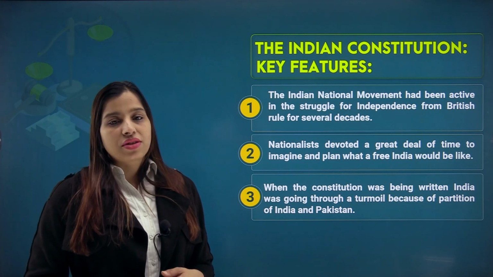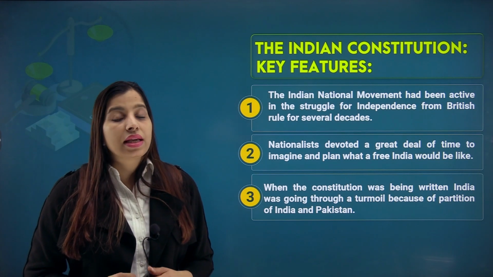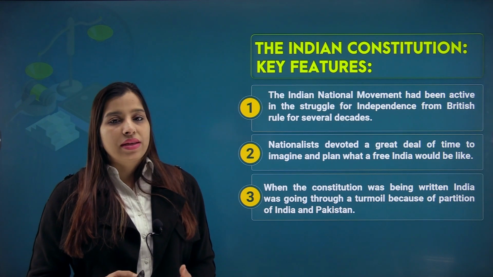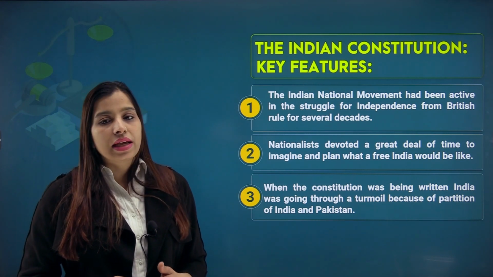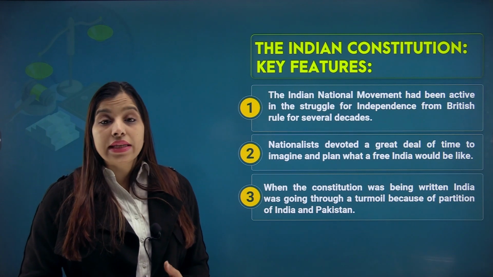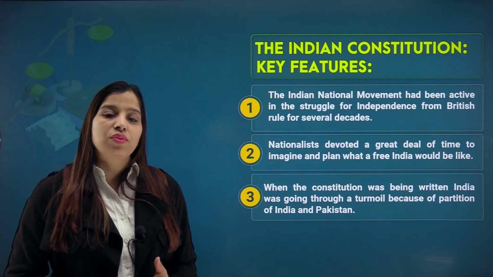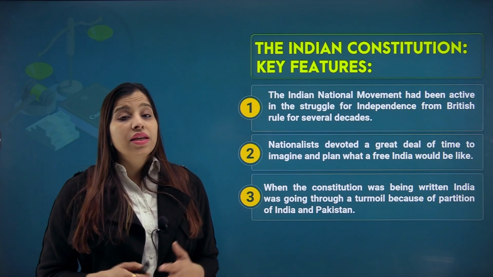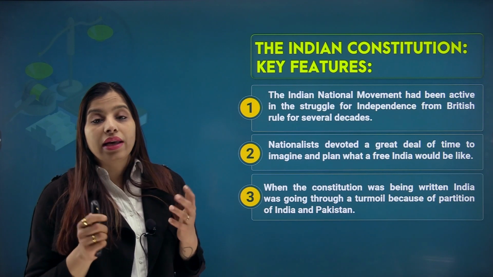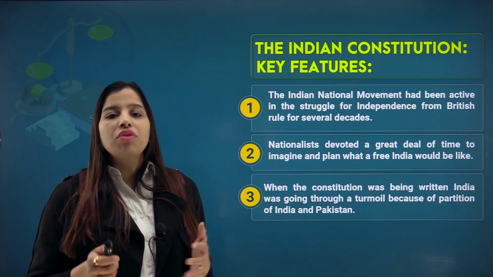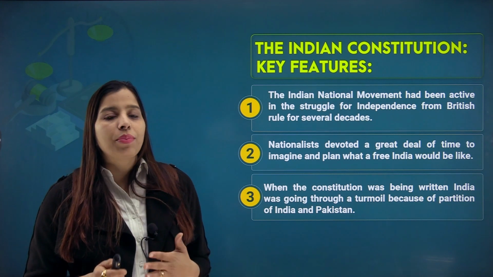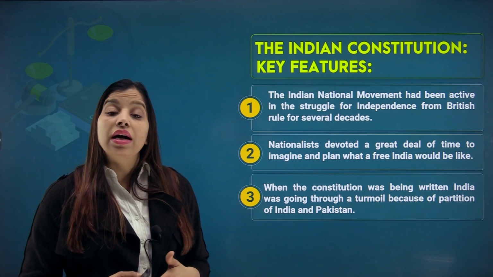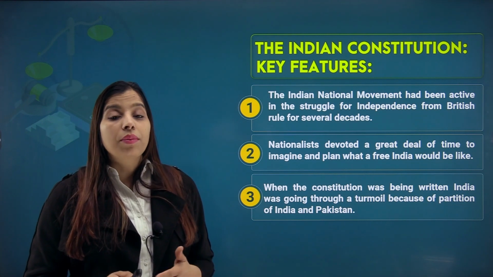There are some key features of the Indian Constitution, and what are they? The Indian national movement had been active in the struggle of independence against the British rule for several decades. Nationalists devoted a great deal of time to imagine and plan what a free India will look like. When the Constitution was being written, India was going through a turmoil. It was a shock for us, because one of our parts was separated when we got freedom from the Britishers. So already we were under pressure, and that was a big shock.